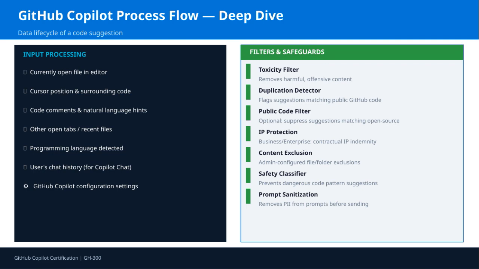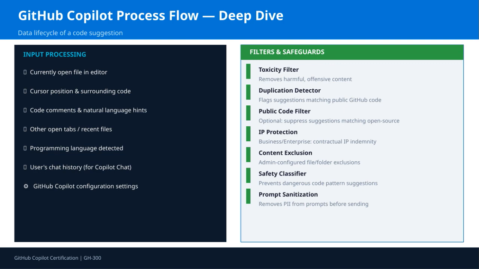There's also an optional public code filter that suppresses suggestions matching open source code, adding another layer of control. For business or enterprise users, contractual intellectual property indemnity protects your IP. Admins can configure content exclusions to omit certain files or folders from the suggestion process.